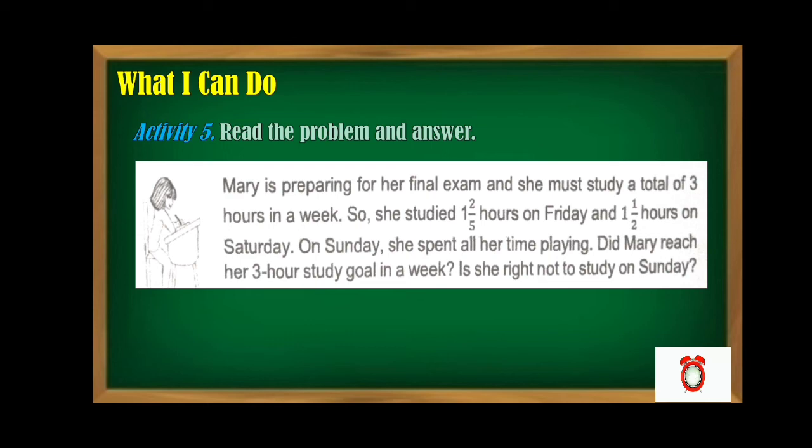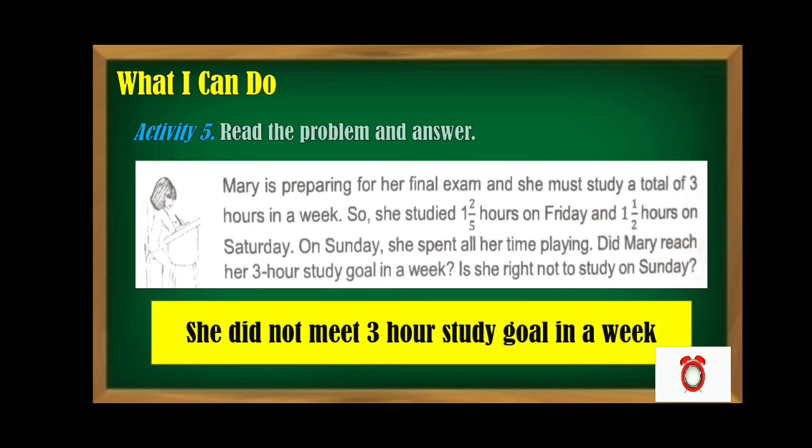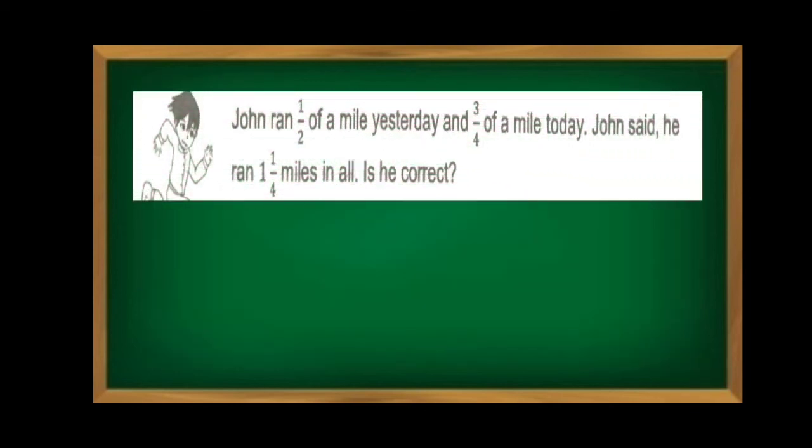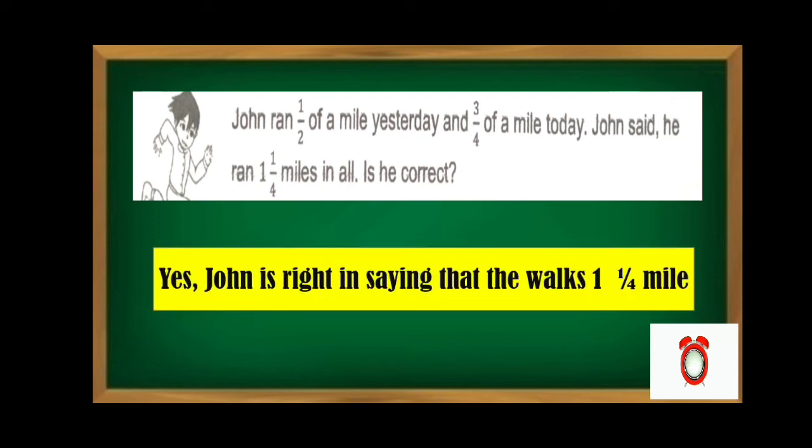Alright, the correct answer is she did not meet the 3-hour study goal in a week. How about the second problem? John ran 1/2 of a mile yesterday and 3/4 of a mile today. John said he ran 1 1/4 miles in all. Is he correct? Yes, John is right in saying that he ran 1 1/4 miles.